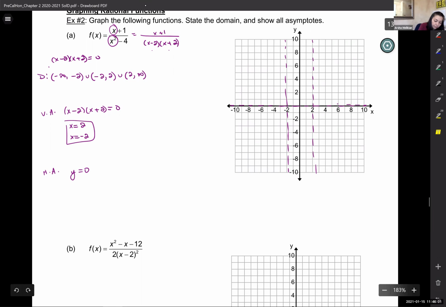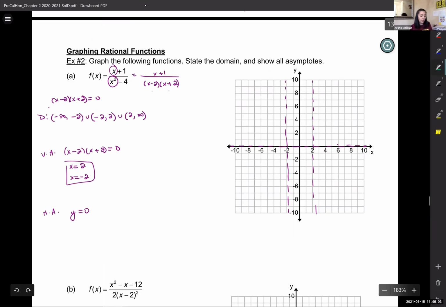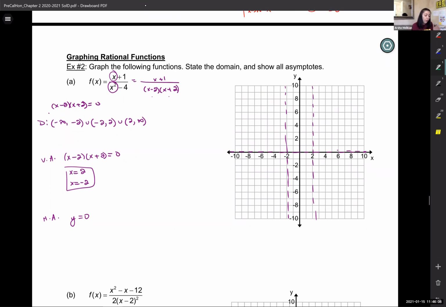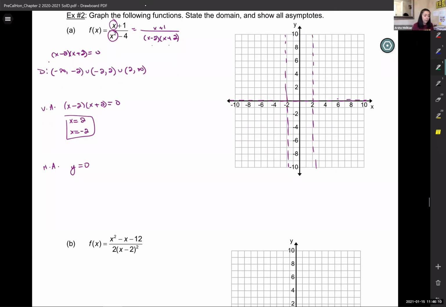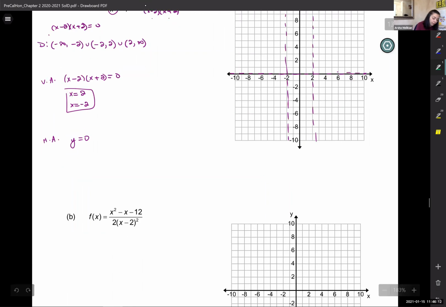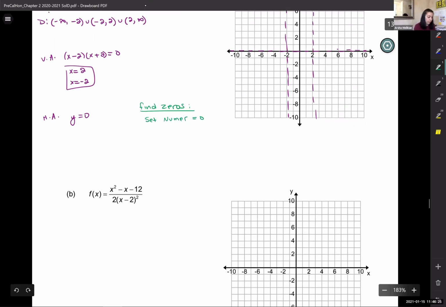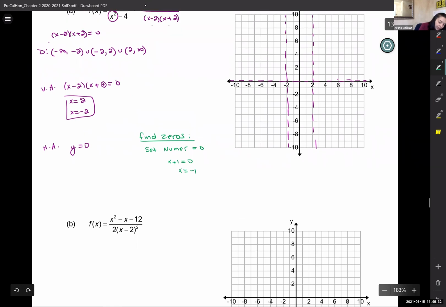Now, we need to graph this. To graph this, what you should also find is the zeros. To do that, you set the numerator equal to 0. What's the numerator here? X plus 1. So x is -1. That's the 0.